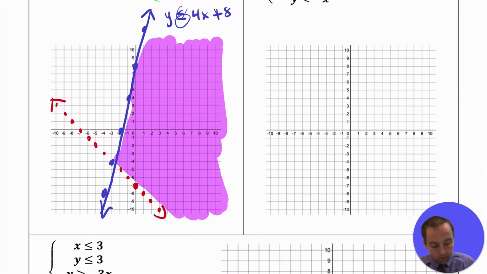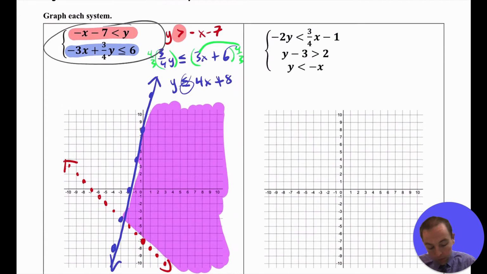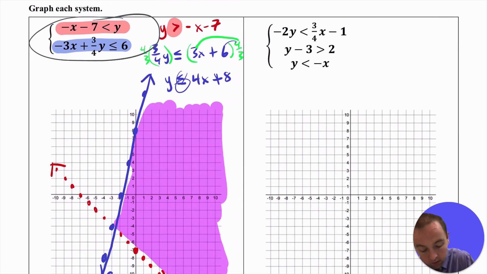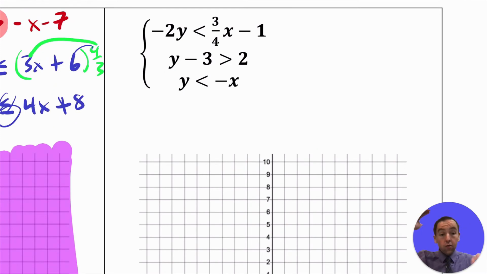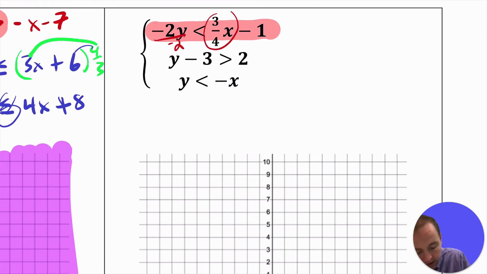Okay, so of course you can have multiple more conditions, so I just want to show you examples of that. So you can see there's actually 3 different conditions right here, 3 different inequalities. So with this first one right here, let's do this in red. A little bit of solving to get the y alone, because you're going to have to divide by -2, which gets a little bit nasty because you've got a fraction.